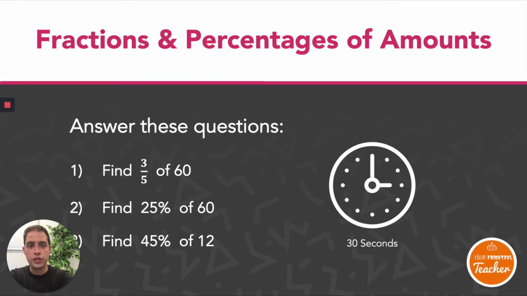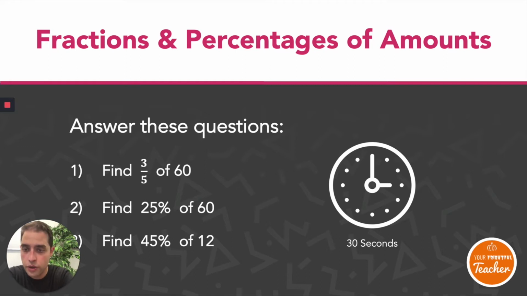So, fractions and percentages of amounts. There are three quick fire questions. If you're familiar with fractions and percentages, this should be reasonably achievable within this time frame. If you're not, don't worry, we'll work through it together. I want you to answer these three questions and think about how you would do it as a non-calculator question, and also how you would do it if you were allowed a calculator. I will set the stopwatch in 5, 4, 3, 2, 1.